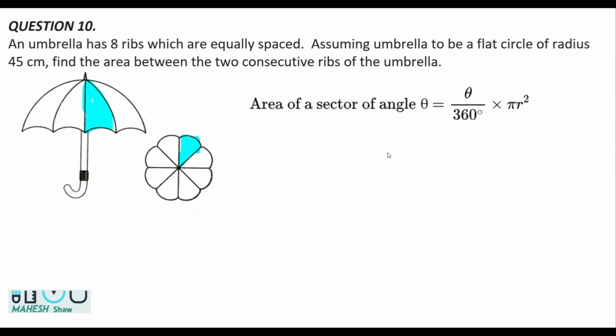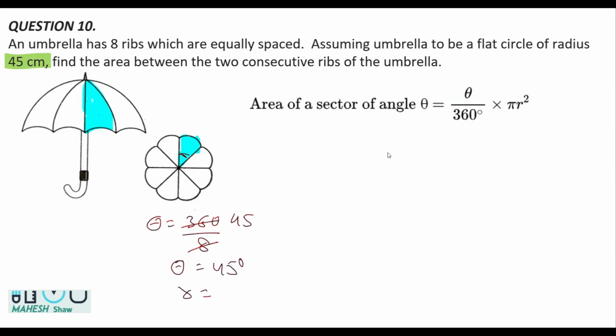Clearly, this is a sector, and area of a sector is what? Theta over 360 into pi r square. That means we need the radius. The radius is given as 45 centimeter. And now we have to find out the angle here, that is this theta. To get the theta, you know that whole thing is 360, and since it has 8 equal divisions, 360 divided by 8 is what? 45. Theta is equal to 45 degree.